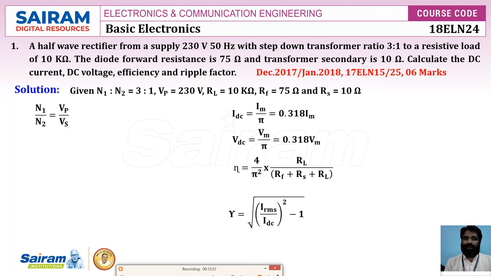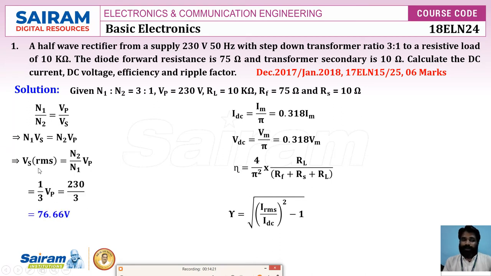That means, as we know, N1 divided by N2 is equal to VP, the voltage across the primary, divided by the voltage across the secondary. From this, we can find the expression for Vs, that is the root mean square value, equal to N2 by N1 into the voltage across the primary VP. By substituting the values, you will get the voltage across the secondary as 76.66 volt. That means this is step down. So the primary voltage is 230 and it gets stepped down to 76.66 volt. So this is VRMS, the root mean square value of the secondary voltage of the transformer.